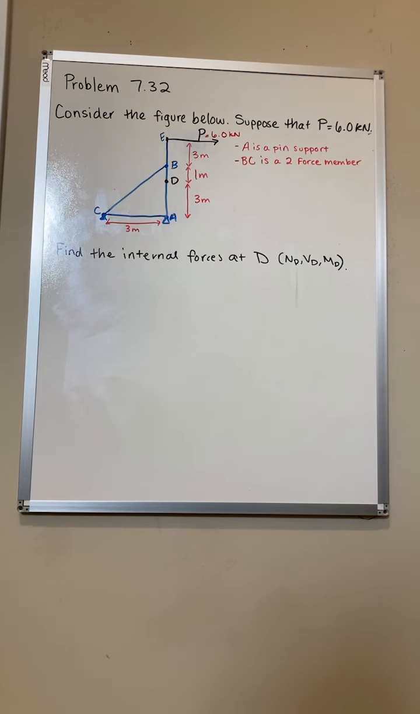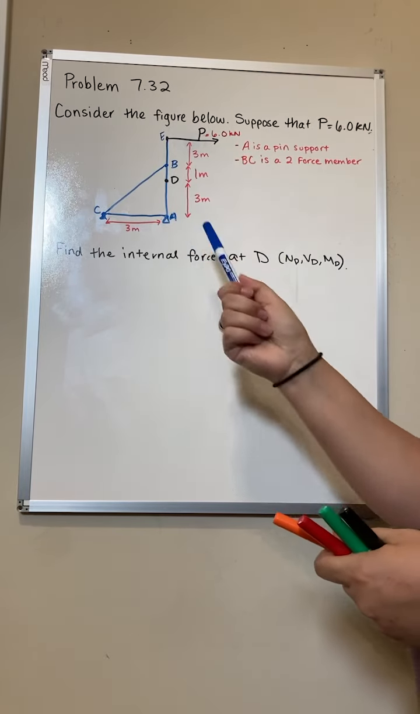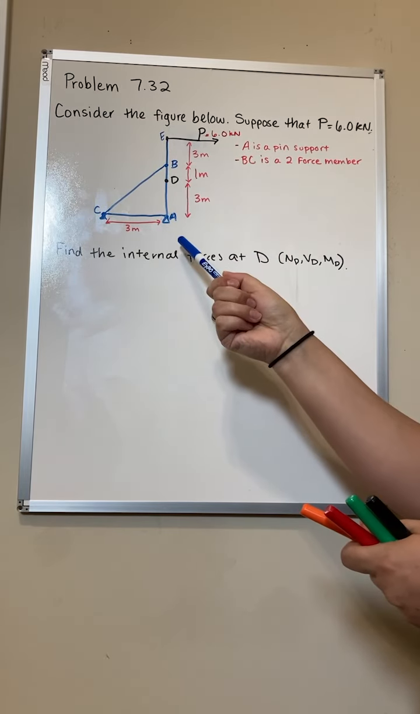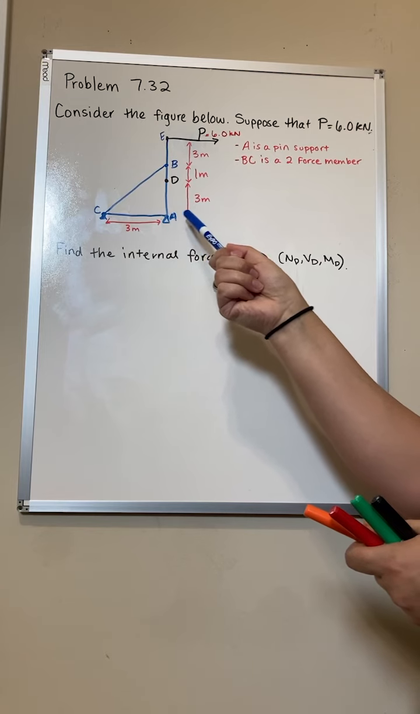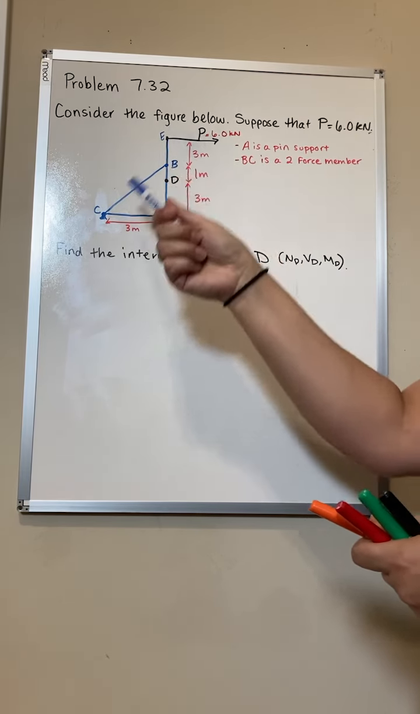So as you can see in the picture, I'm not an artist, so I wrote a couple assumptions just so that everything would be clear as far as the things we're working with. Here you can see that in our figure, A is a pin support, which means that we're going to have two reactions, AY and AX. BC is a two-force member, so we're not having any reaction forces there.